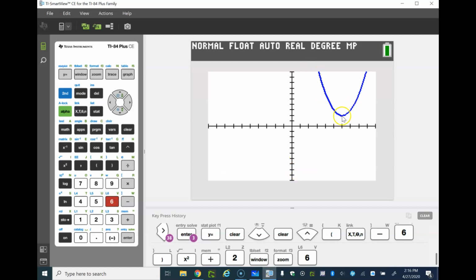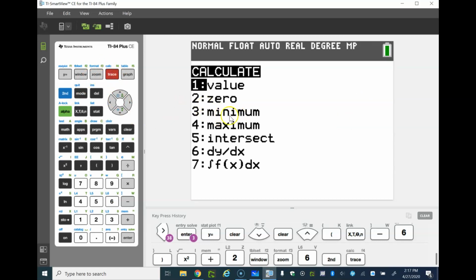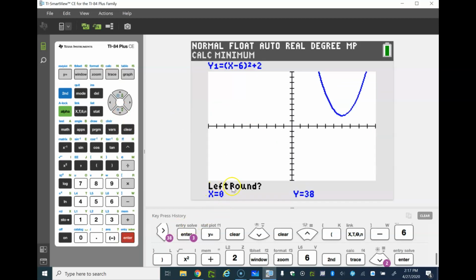Remember, if it's down here on the bottom, it's going to be considered a minimum. So we hit second, then trace to go to calc, and we're going to choose the minimum because it looks like that, a frowny face. If it was the other direction, we'll choose maximum. So we're going to go down to 3. And down here, left bound.